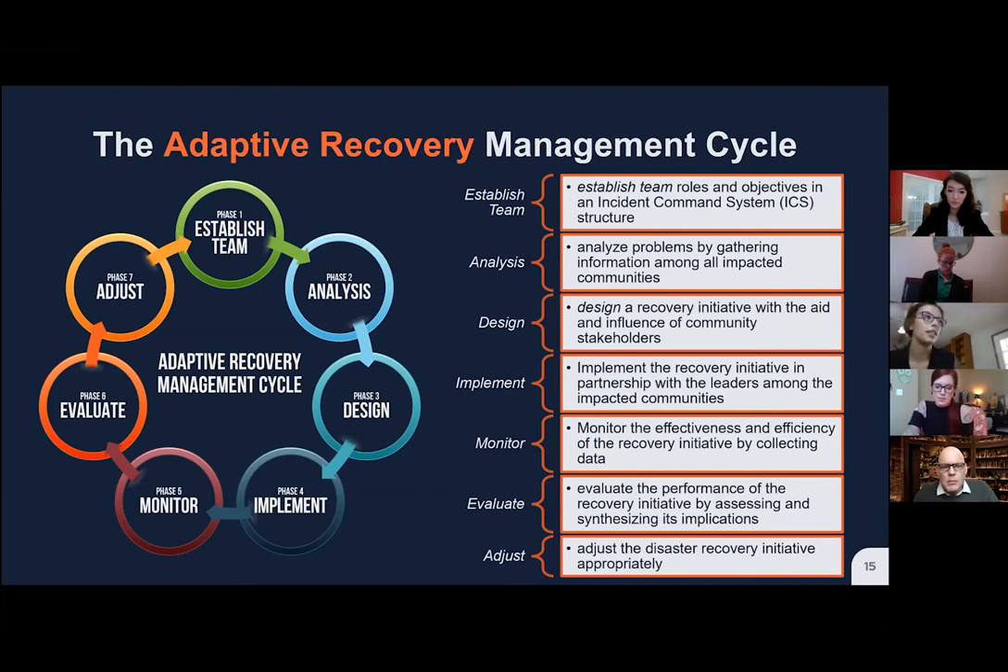As the process completes its recursive cycle, the ARMC team will bring in new collaborators and they will begin to further analyze the recovery issues among the communities.